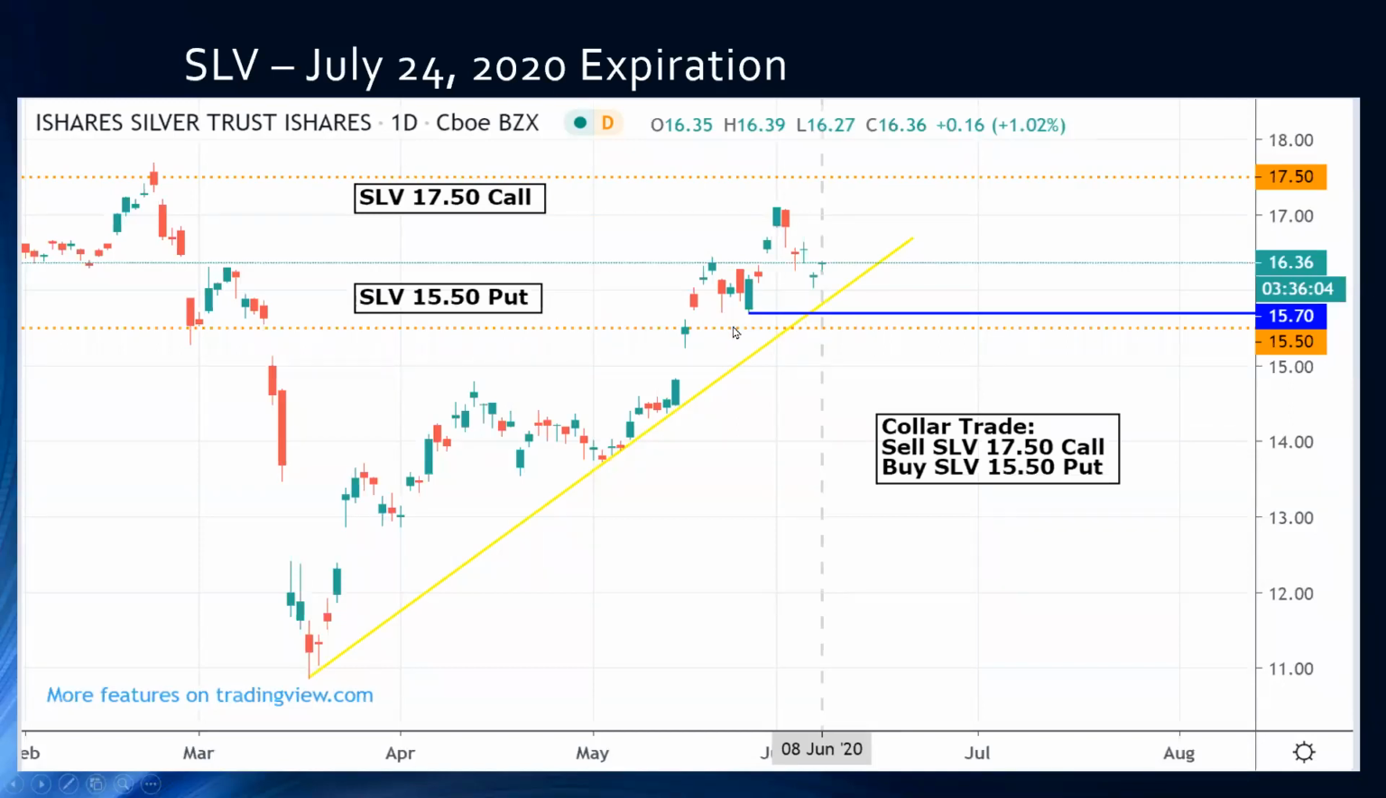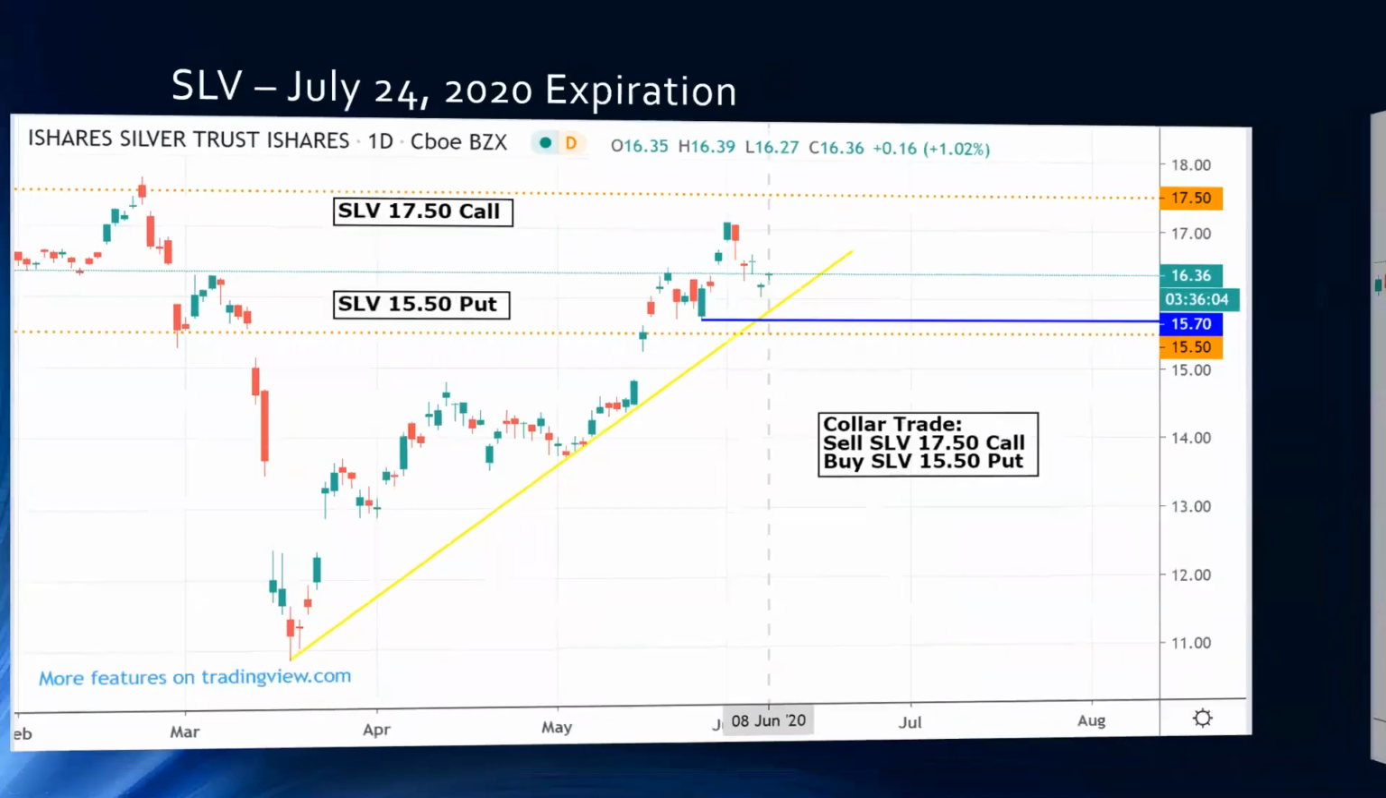We'll use that as our base because if we're looking for protection, we wanted to capitalize off of the put as much as we can. So this was a 1550 put, and the SLV 1750 call was above our most recent higher move high. So when we did this trade, we sold the SLV 1715 call and bought the SLV 1550 put for a net debit.